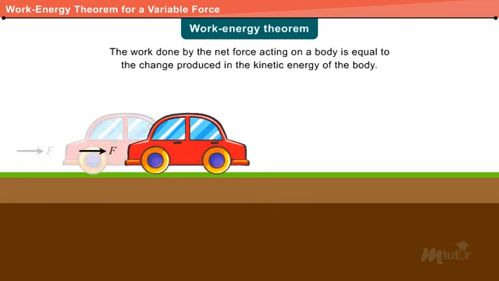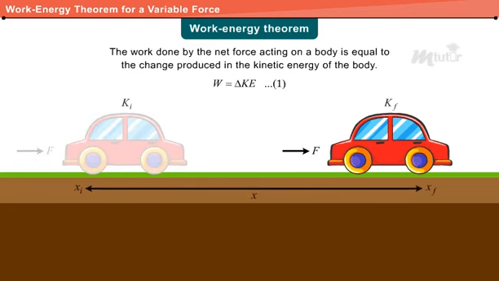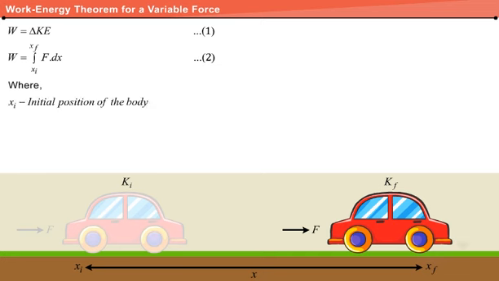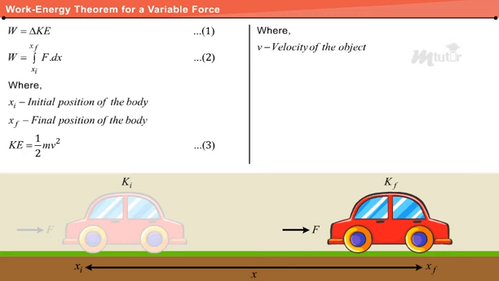The work-energy theorem states that the work done by the net force acting on a body is equal to the change produced in the kinetic energy of the body. Let F be the variable force. Then the work done by a varying force, W, is equal to the integral of F dx, in the limits xi to xf, where xi is the initial position of the body and xf is the final position of the body. If the velocity of the object at an instant is v, then its kinetic energy at the instant is expressed as shown on the screen, where v is the velocity of the object.